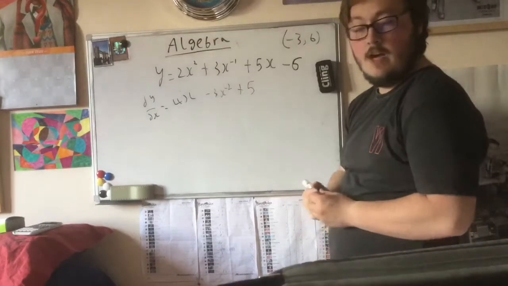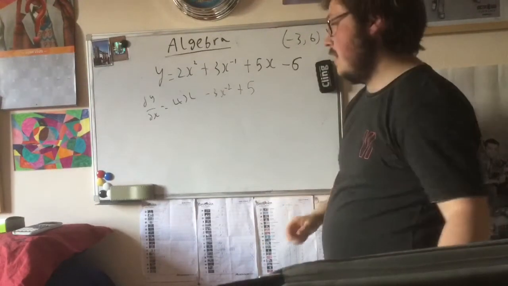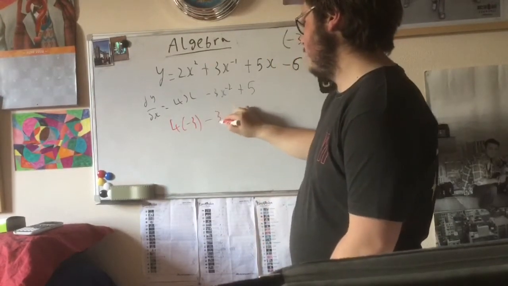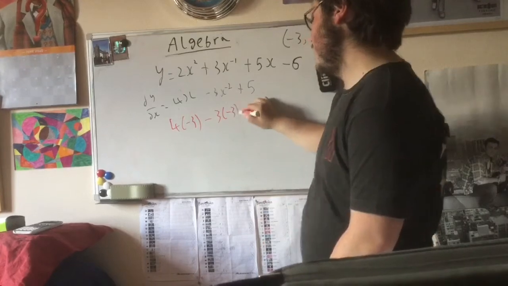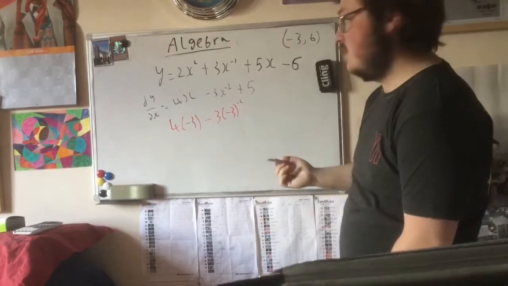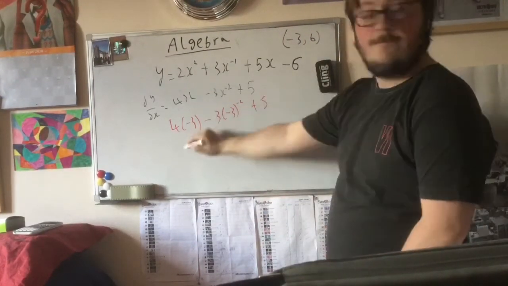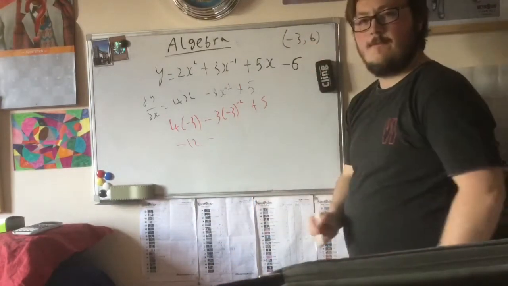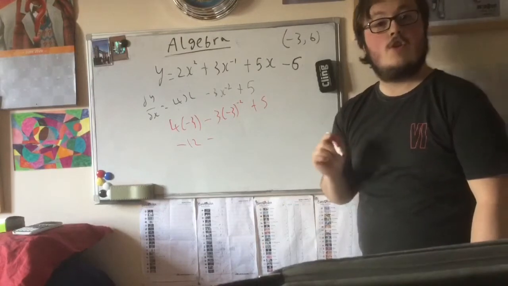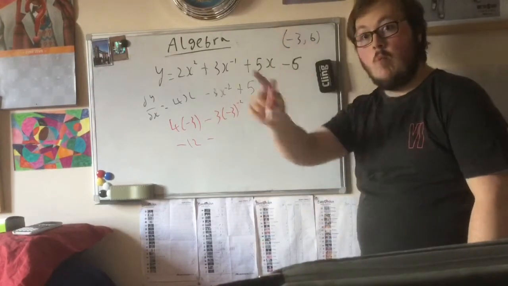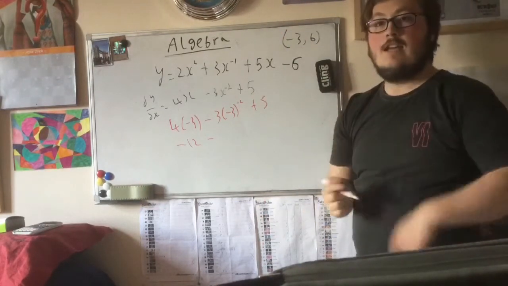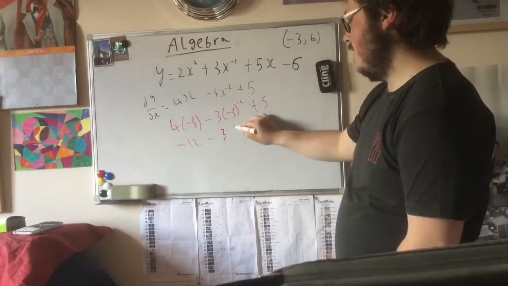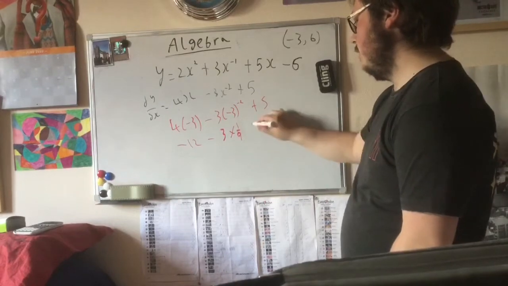That's the differentiated version. Now let's substitute our negative 3 in there. So 4 times negative 3 minus 3 times, brackets, negative 3 to the power of negative 2 plus 5. Now 4 times negative 3 is negative 12. Now this is probably the difficult one. Negative 3 to the power of negative 2 is actually 1 over 9. It's basically the squared in fractioned form. So this becomes negative 3 times 1 over 9 plus 5.